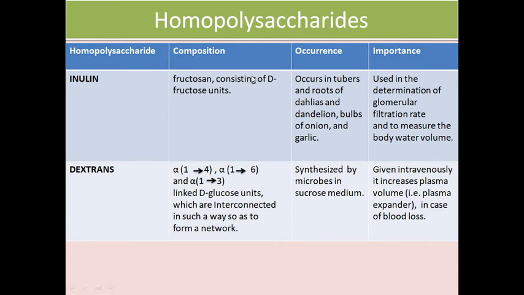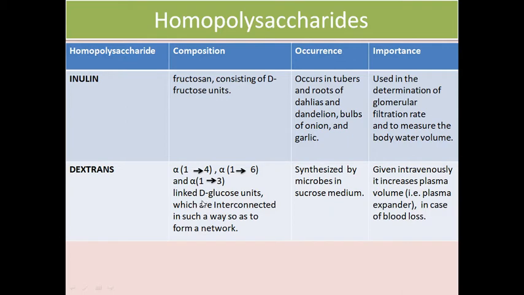Inulin is a fructosan consisting of D-fructose units. It occurs mainly in the tubers and roots of dahlias and dandelions, bulbs of onion and garlic. It is used in the determination of glomerular filtration rate and to measure the body water volume.